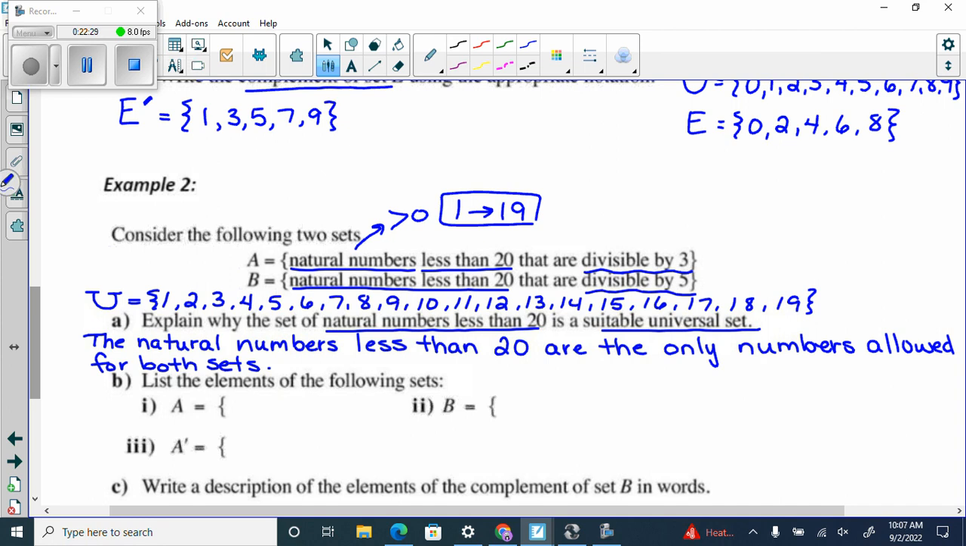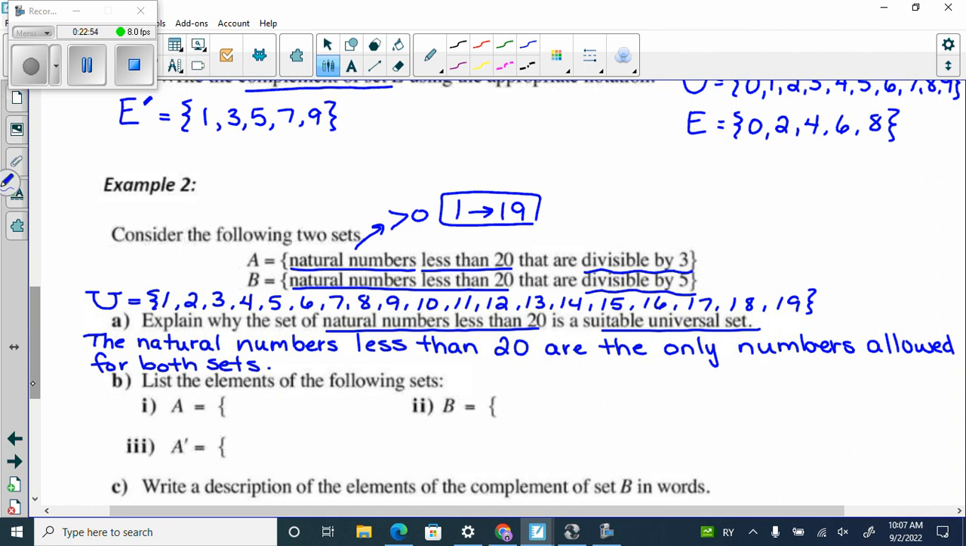So here it says, list the elements of the following sets. So they want the elements in A, remembering that A are the natural numbers less than 20, so these ones, 1 to 19 that I've listed, that are divisible by 3. So we need to go to the universal set and pull out the numbers that when I divide them by 3, I don't get a decimal, or I don't get a remainder.